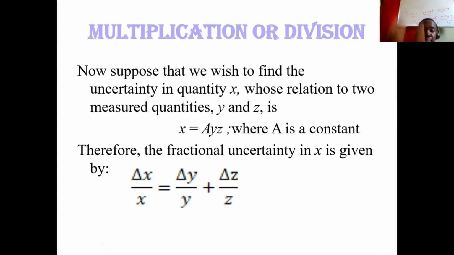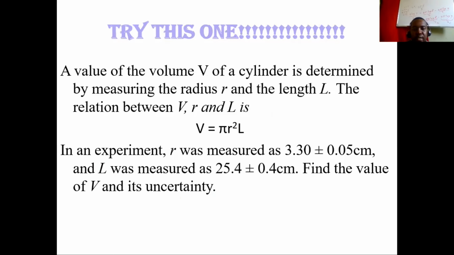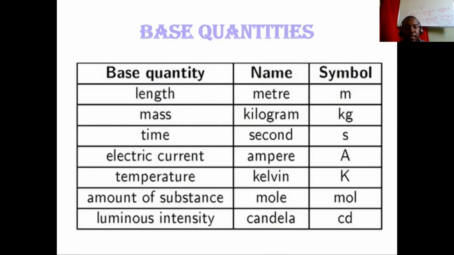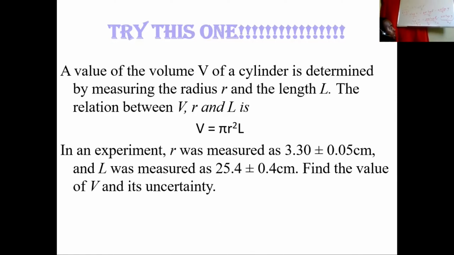So in that case, we can eliminate A from this because it doesn't have an uncertainty. So we have the uncertainty in x divided by the value of x equals the uncertainty in y divided by y plus the uncertainty in z divided by z. And in a case where there are powers to these values, it resembles a log. So the powers will be brought down to multiply the fractional uncertainty. All right, so we're going to look at these now in a different light. So let's look at this question.